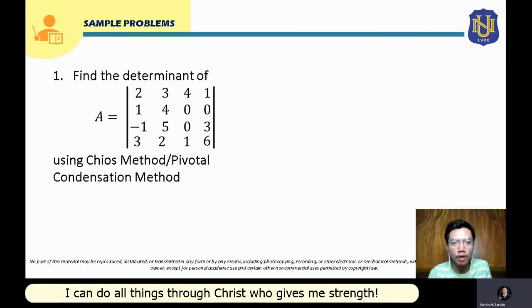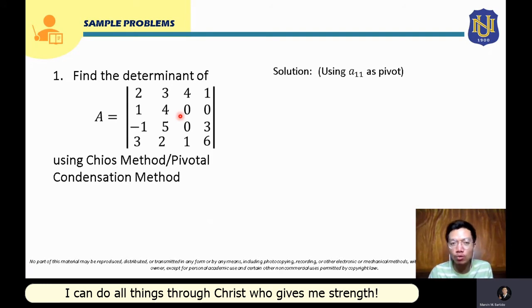Okay, so let's solve this sample problem. Find the determinant of matrix A using Chio's method or pivotal condensation method. To solve this, our first step is to choose an element. We have to choose an element other than 0, so we can choose any element here. In this case, we are going to use A11 as our pivot. So this will be our chosen element, A11. So this will be 2.